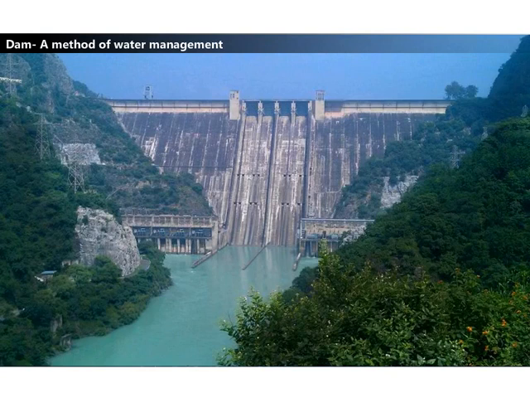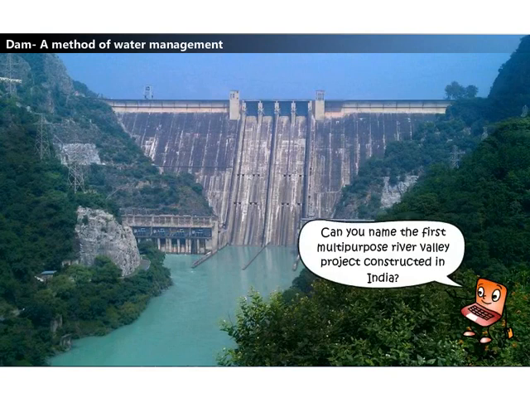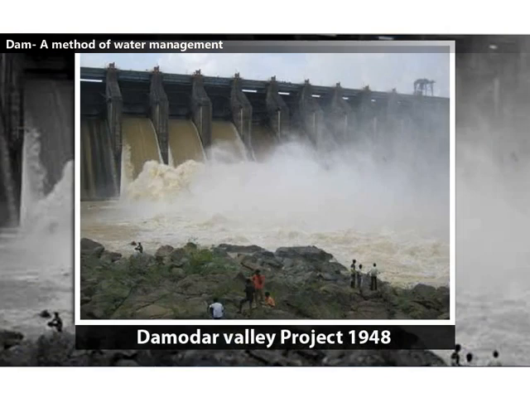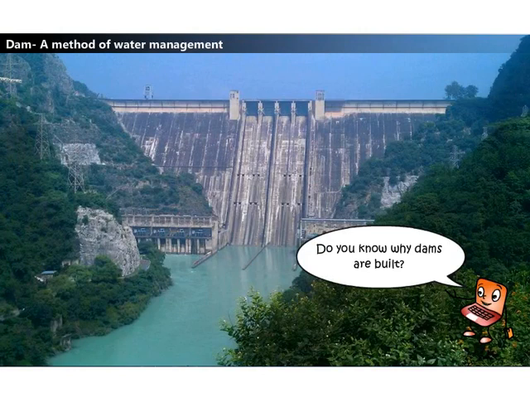various rivers of India. Can you name the first multipurpose river valley project constructed in India? Damodar Valley project was the first multipurpose river valley project started after independence in 1948. Do you know why dams are built?